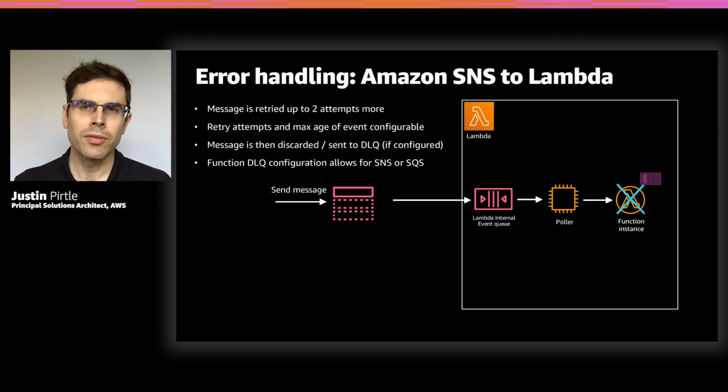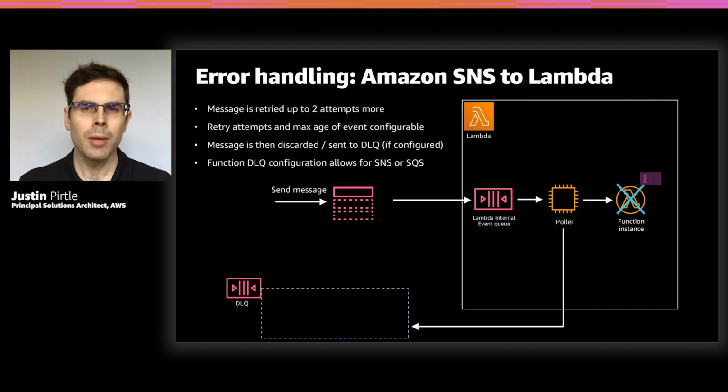So Lambda allows you to configure up to 2 additional retries for a total of 3 attempts, including the initial attempt, before it will actually either discard the message or send it to a dead letter queue or an on-error destination of your choosing. You have the ability to configure both the max age of the message and the max number of retry attempts. If you do set up that dead letter queue, what happens is the poller would actually write the message to the dead letter queue on your behalf, and that way you wouldn't lose it and could actually review it later on and alarm on this queue.